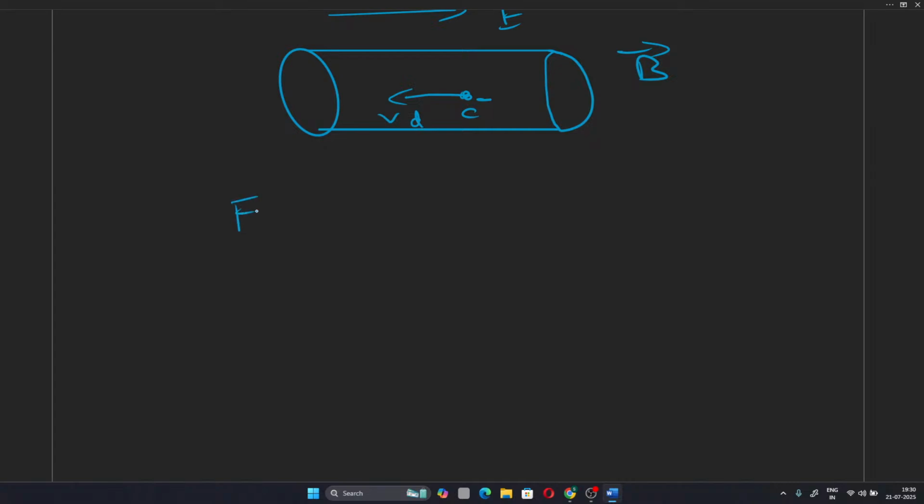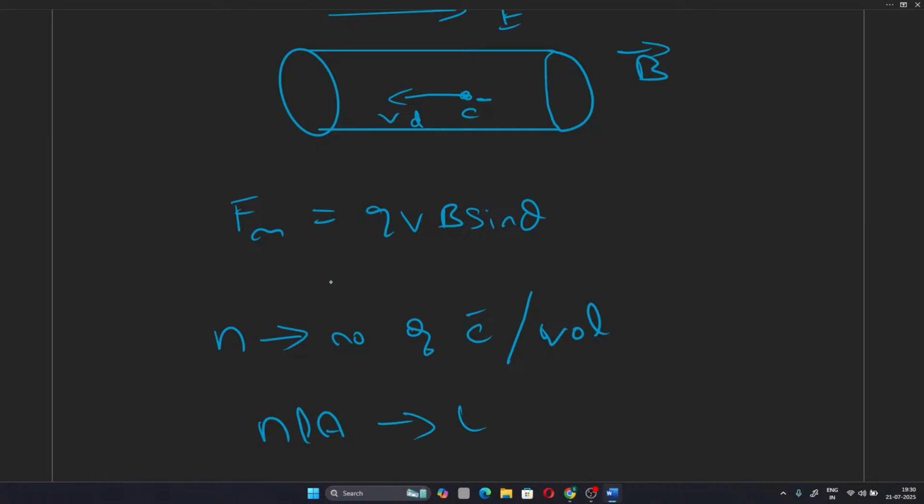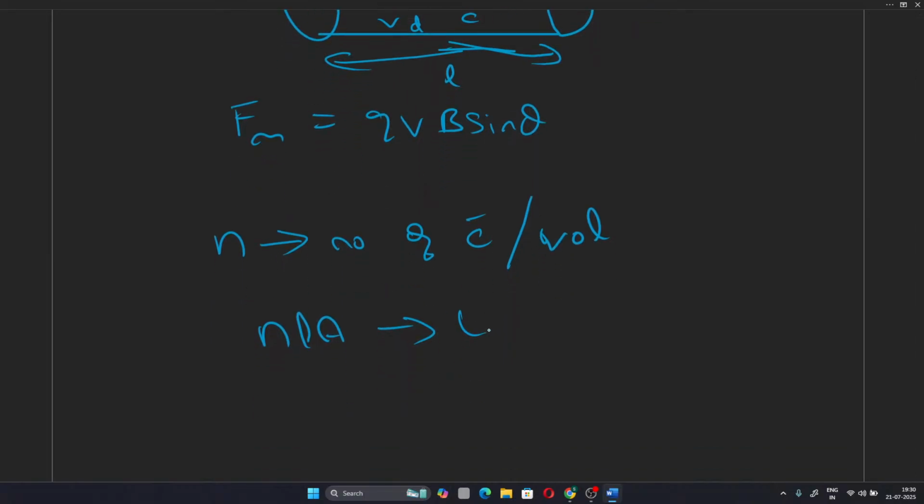Okay, we know the formula: F magnetic equals qvB sine theta, or q v cross B. And the total charge here, let's assume n is the number of electrons per unit volume, is n times l into A, where the length is l and area is A, which is the total number of electrons in this conductor.